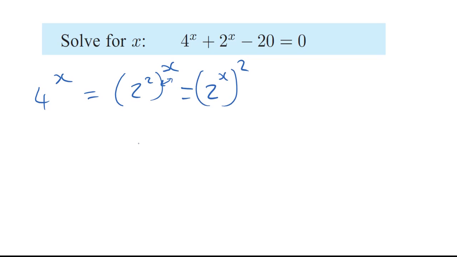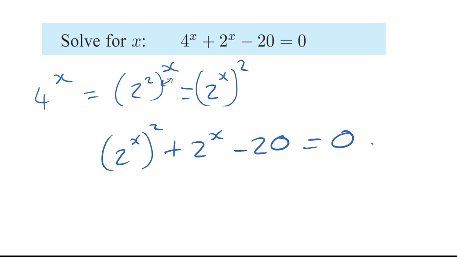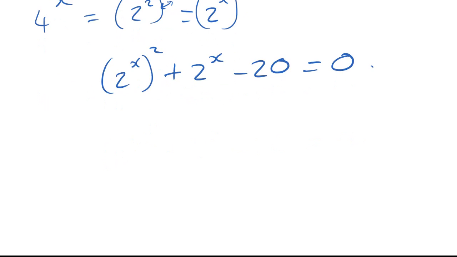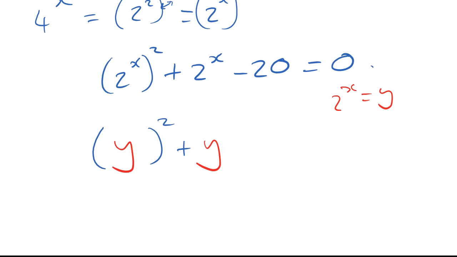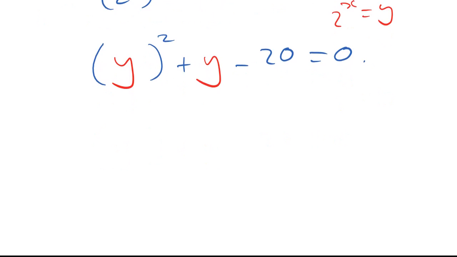So that's going to allow me to rewrite the original equation as (2 to the x) squared plus 2 to the x minus 20 equals 0. Now, why would I do that? Well, because I can see a quadratic here. Imagine that 2 to the x is equal to y. Well, what I've got then is y squared plus y minus 20. Do you see what I've done? And now I can factorize it like I would any other quadratic.